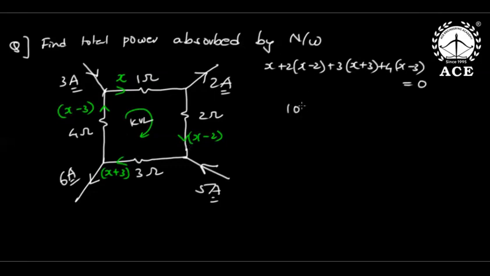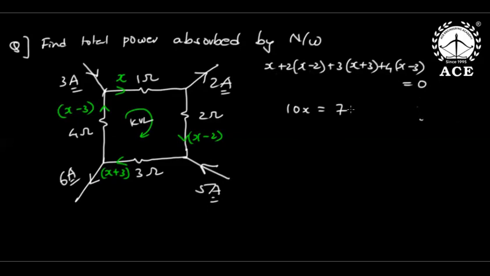From that, 1, 2, 3, 4, 10x. This is actually minus 4 and minus 12, so total minus 16, moved to the right side it is 16. And this is 9. So 16 minus 9, 7 I think it is.